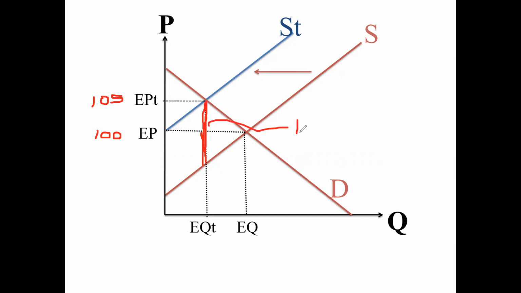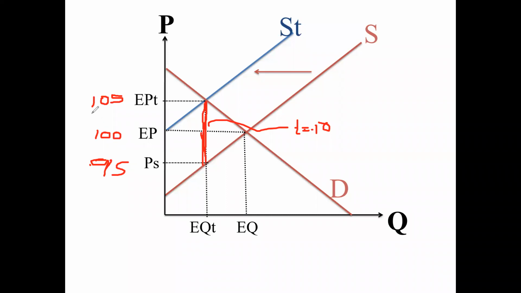Assume tax is 10 rupees. So even though the seller is selling the product at 105 rupees in the market, the seller cannot enjoy this entire 105 rupees. Out of that, 10 rupees is going to the government. So the seller finally gets only, say, 95 rupees.